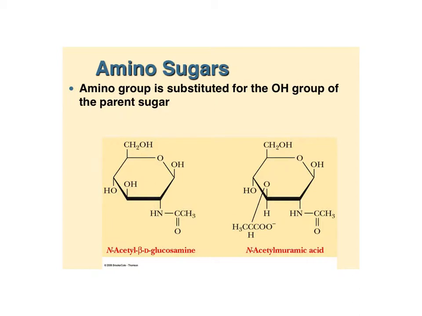I wanted to point these out in particular because these have interesting nicknames. This one they call NAG for N-acetyl beta-D-glucosamine, and this one's NAM for N-acetylmuramic acid. And NAM-NAG repeats are really important for bacterial cell walls and for other things too. So some papers will refer to them as NAMs and NAGs. You might hear someone give a whole talk on those NAM-NAGs. Quite interesting.